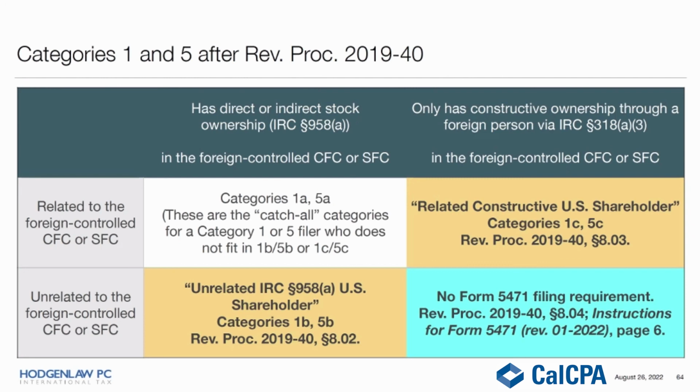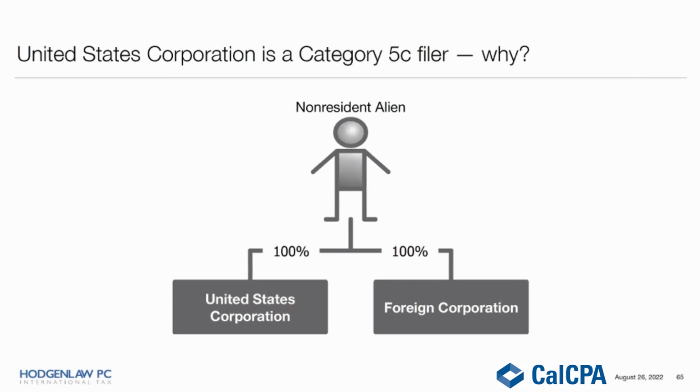So it's like the connection between the engine of the car and the wheels. You can trace from the engine to the transmission to the drive shaft to the wheels, and then the wheels on the bus go round and round. So here's a little example just to show you, and it's going to drop you into a category 5C filer. Look at this situation where you've got a non-resident alien person who owns the stock of a U.S. corporation and a foreign corporation.